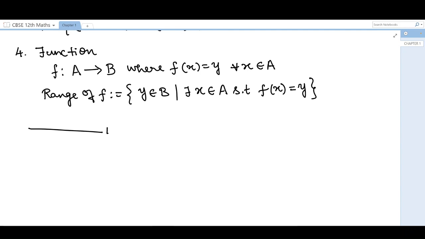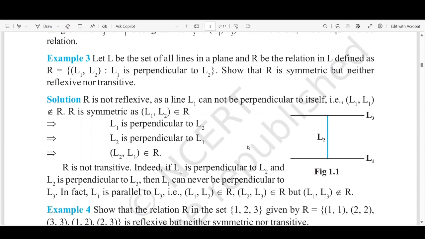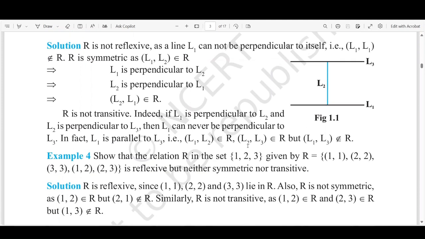So if I take this line L1, and if L1 is perpendicular to L2, then we can also say L2 is perpendicular to L1. So what we could conclude is L2 is perpendicular to L1. Therefore, the relation R is symmetric.